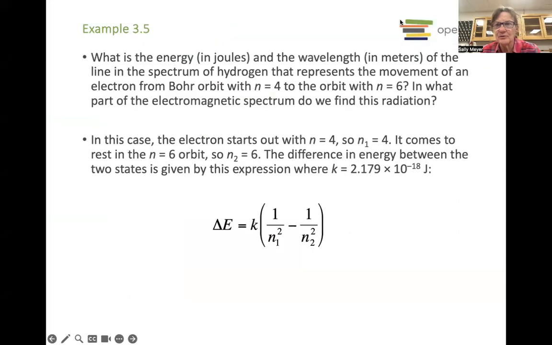And we were going to look at this example. I'm not sure how to move that. Oh, there we go. Okay.